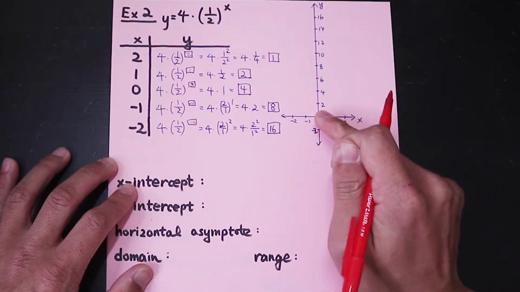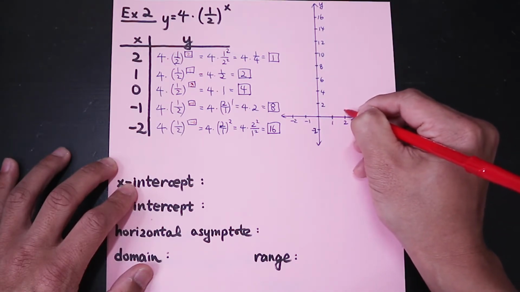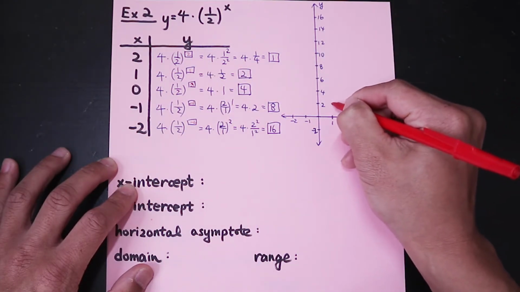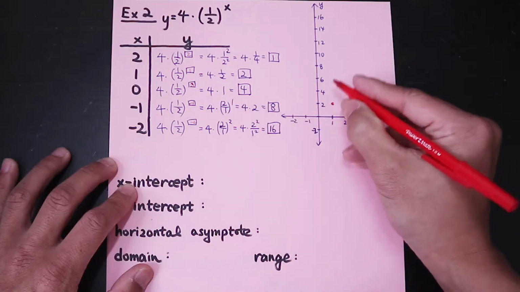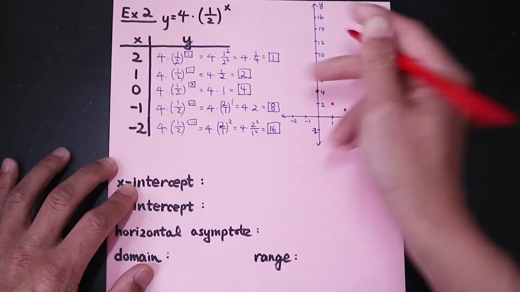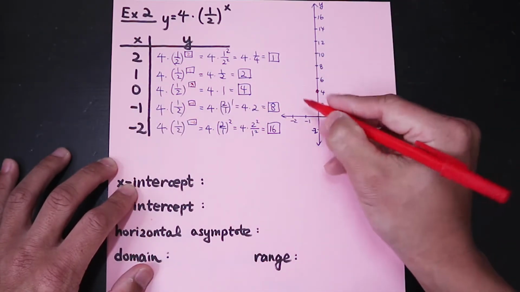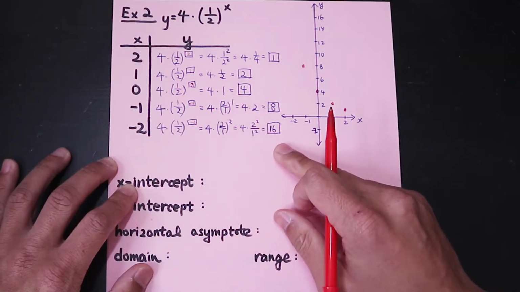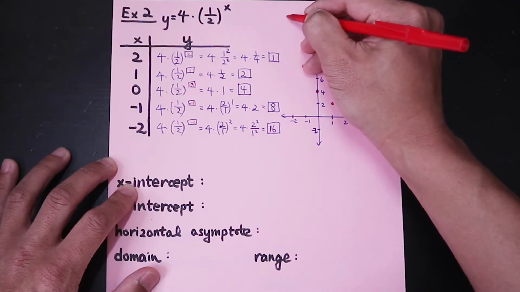Now this is 2 right here, so half of 2 is 1. So 2, 1 is right here. Then 1, 2. So 1, 2 is right here. 0, 4. 0, 4 is right here. -1, 8. So -1, 8 is right here. And then -2, 16. So -2, 16, which is right here.